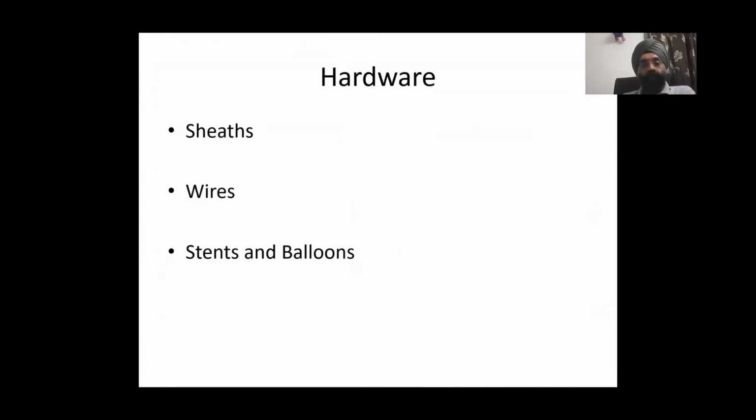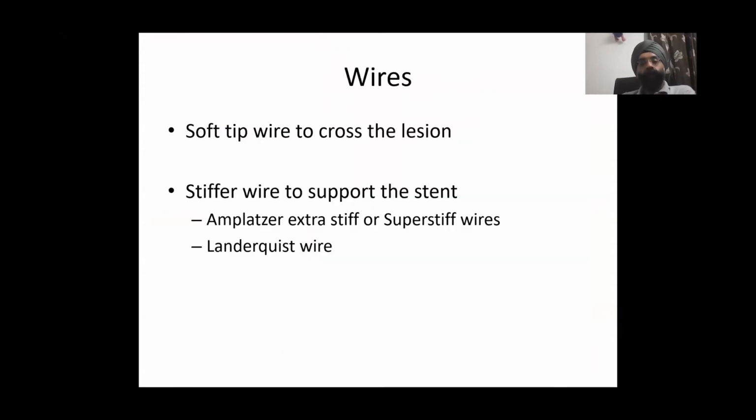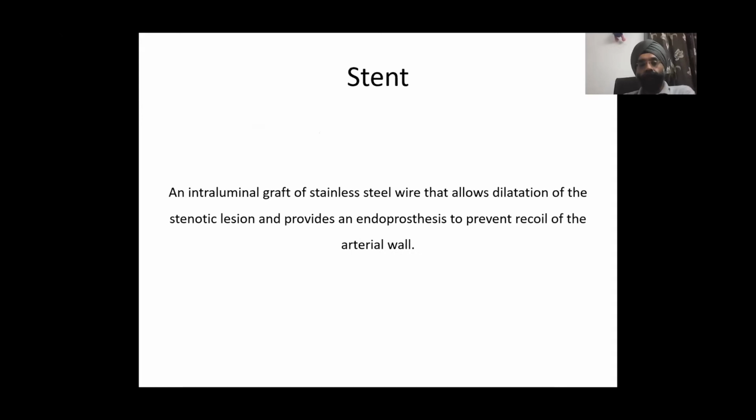Hardware involves sheaths, wires, stents, and balloons. The balloon sheath is the sheath used for stent deployment. The sheath size is mainly 2 French more than the recommended sheath size for the desired balloon diameter. Softer tip wires like Terumo wires are used to cross the lesion, whereas stiffer wires like Amplatz extra stiff, super stiff, or Lunderquist wires are used for supporting the stent during deployment.